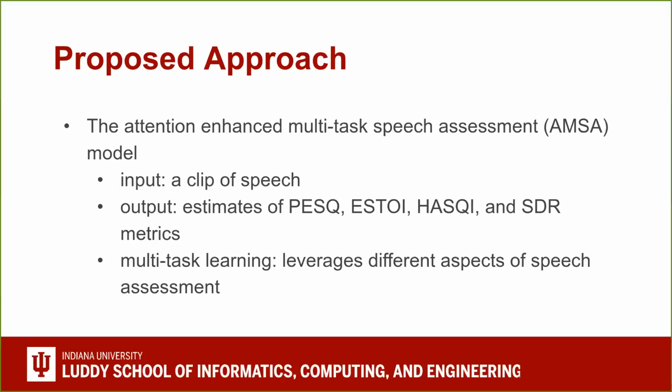The reason why we estimate multiple objective metrics simultaneously is because a unified model that leverages different aspects of speech assessment may be more robust. By applying a multitask learning paradigm in our model, we aim to leverage the useful information contained in multiple related tasks to help improve the generalization performance.